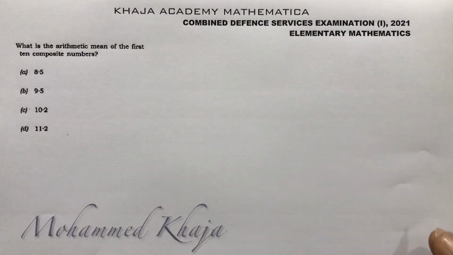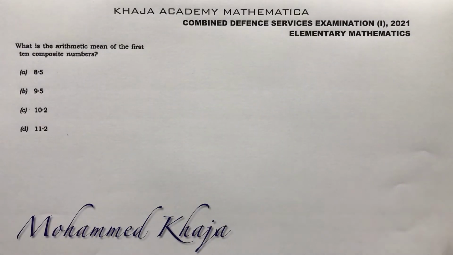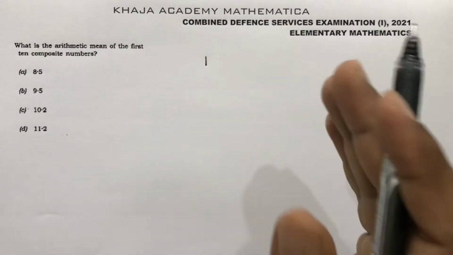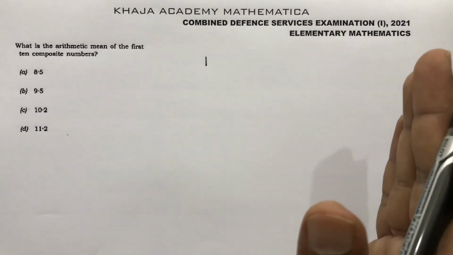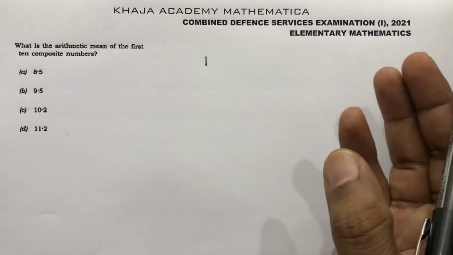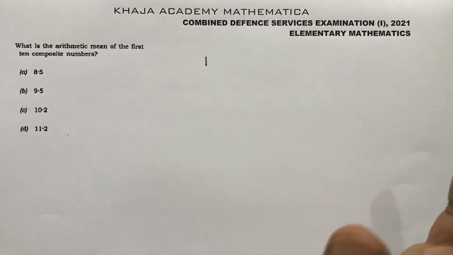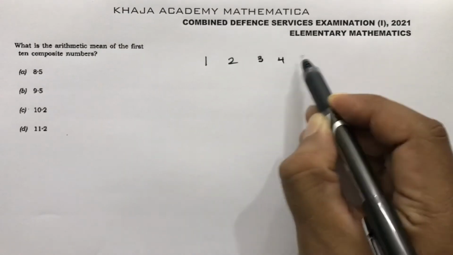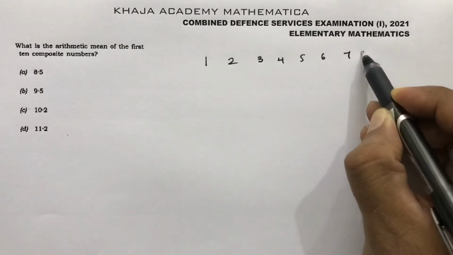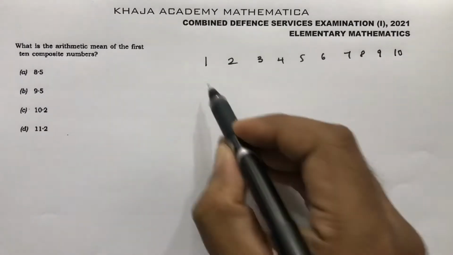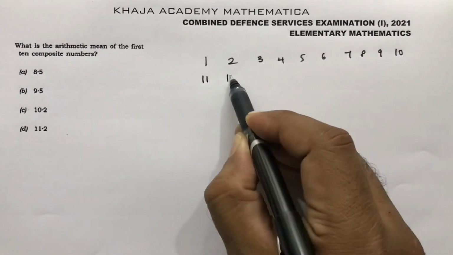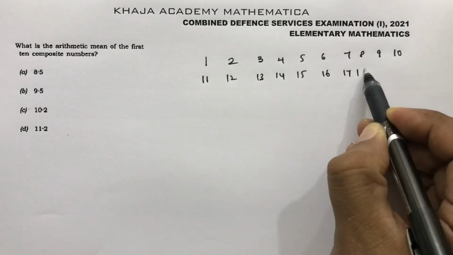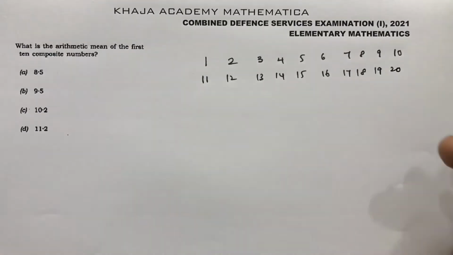So what is the arithmetic mean of the first 10 composite numbers? To find the composite numbers, my advice is to take the numbers other than prime and except 1, because 1 is neither prime nor composite. So just write the numbers 1, 2, 3, 4, 5, 6, 7, 8, 9, 10, 11, 12, 13, 14, 15, 16, 17, 18, 19, 20.